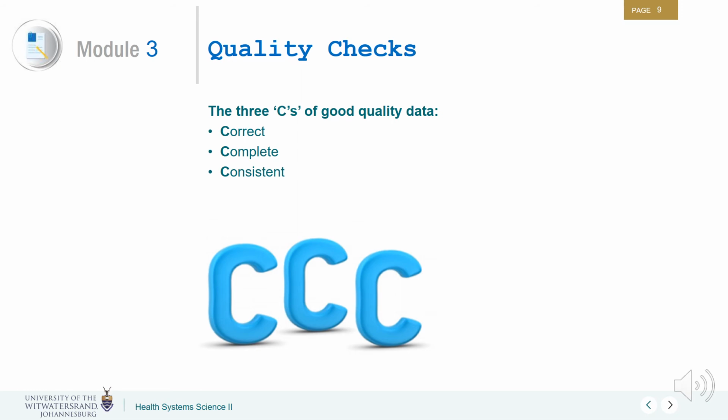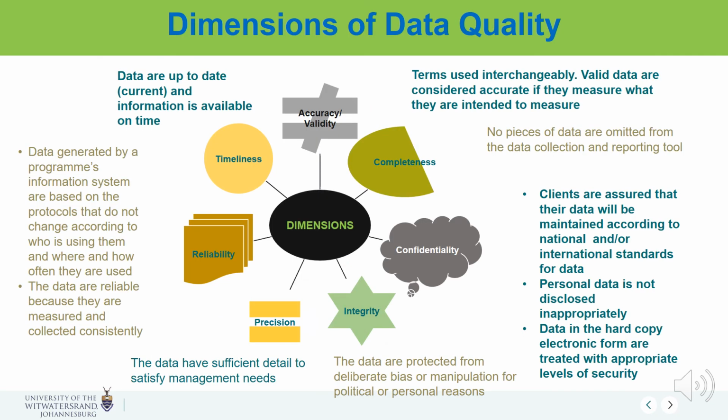A simple technique that we use to check the quality of data are the 3 C's. We ask ourselves how correct the data is, how complete the data is, and how consistent the data is. And we do this by looking at the different dimensions of data quality. So there are 6 dimensions of data quality, and these dimensions relate to the 3 C's of correctness, completeness, and consistency. With reference to correctness, we can talk about data accuracy and validity.